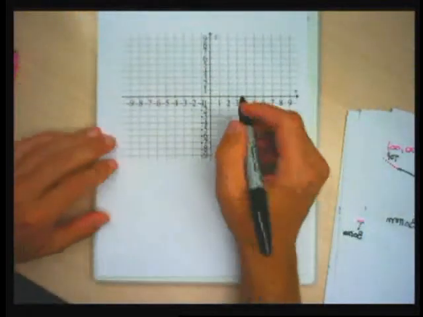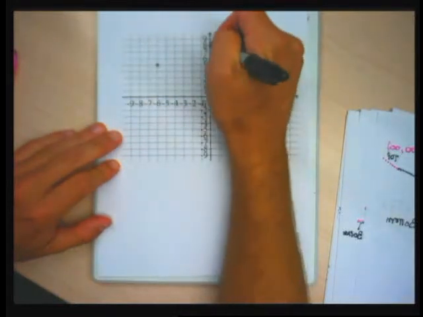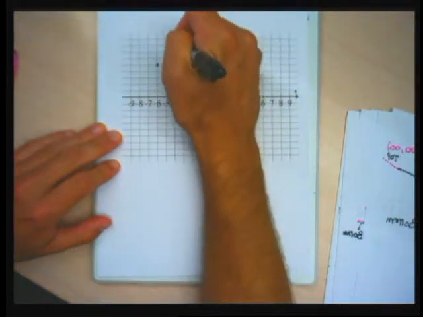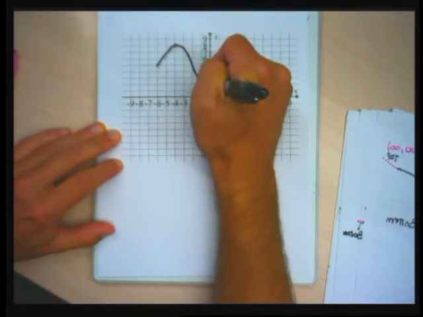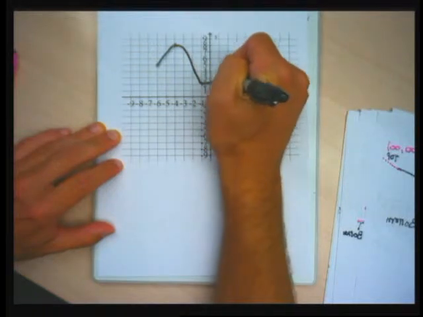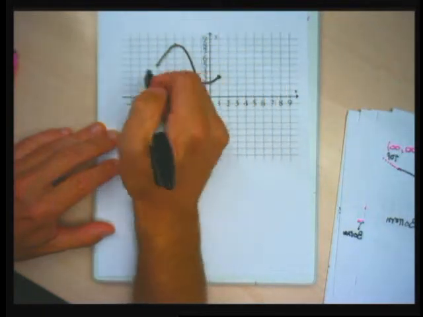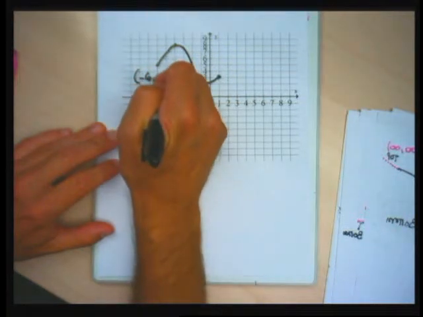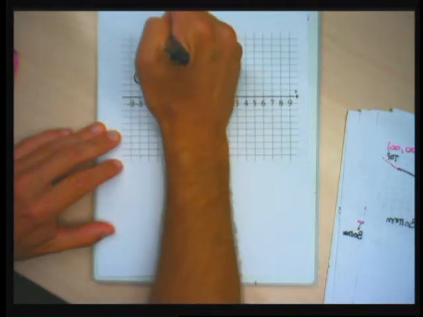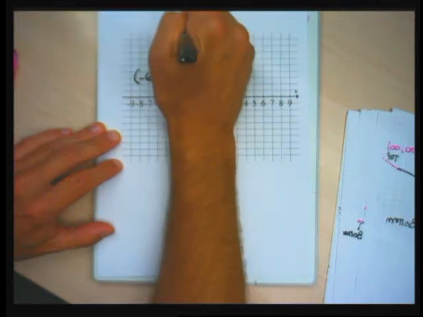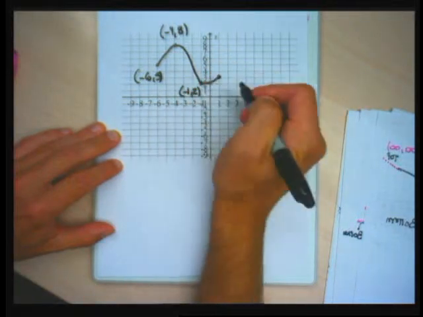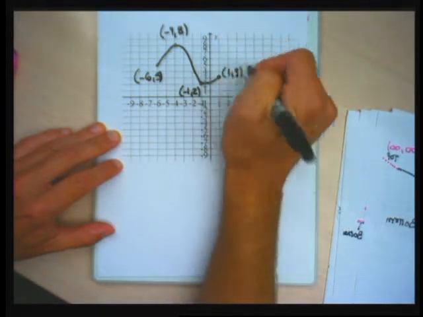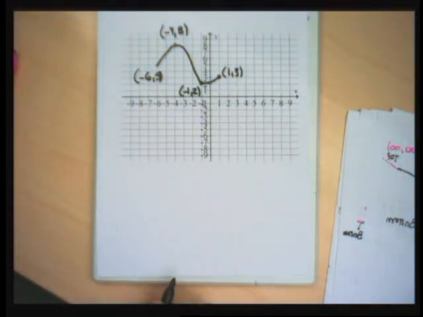So one more, how about this? Let me label some points here. Here's the point -6, +5, -4, +8, -1, +2, and 1, 3. So try to attempt to find the domain and range of that. Pause the video maybe, and then come back when you have it done and check.